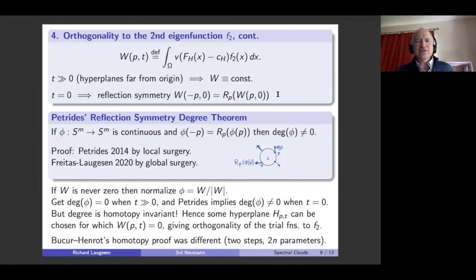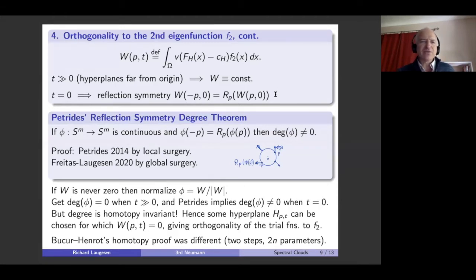Okay, so we've got reflection symmetry, and then we come to the result of Petrides, the reflection symmetry degree theorem. That's what we're calling it, not what he called it, but he was using it in a similar context on the sphere, although not exactly the same. There were sort of two-dimensional spaces of trial functions and so on involved there. So what we realized is we could adapt it to our situation to use it here for the t=0 case, when the hyperplanes go through the origin.